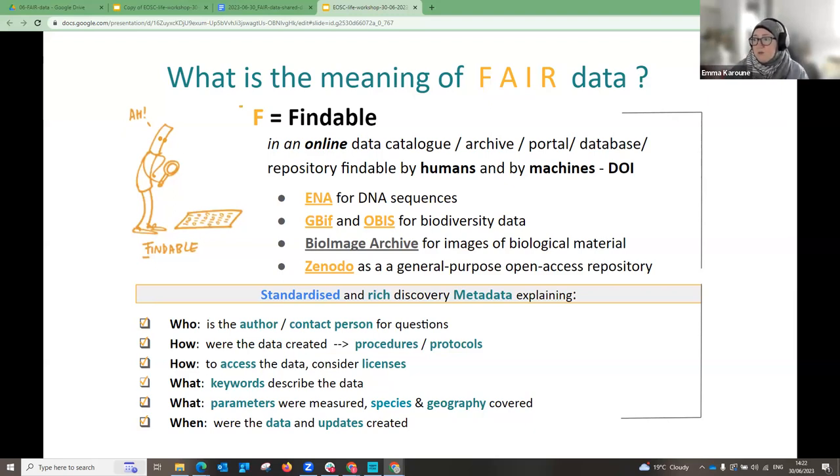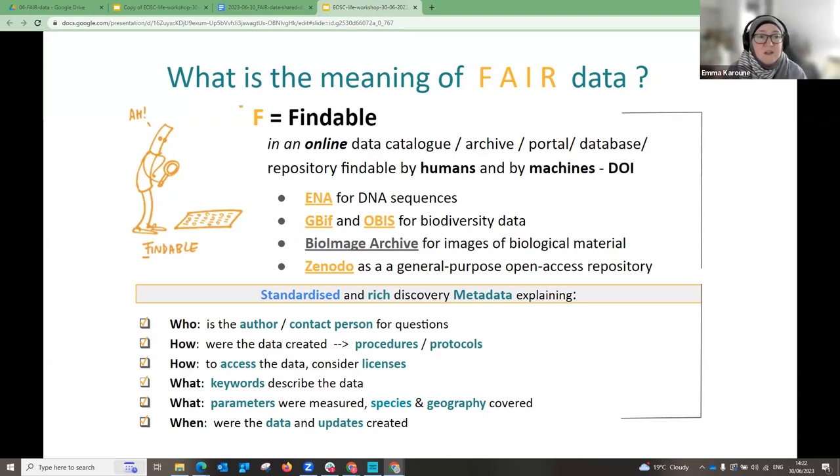So if you look at the bottom of the slide here, it's talking about having standardized and rich metadata. So when you put your data into a data repository, you're going to have a login, which is going to be linked to you and other people. So you're saying who is the author of this data. You're saying how it was created. So you're linking to some procedures or protocols on there. You're also having how it can be accessed. So you're saying that it's either openly licensed or something like that, or restricted.